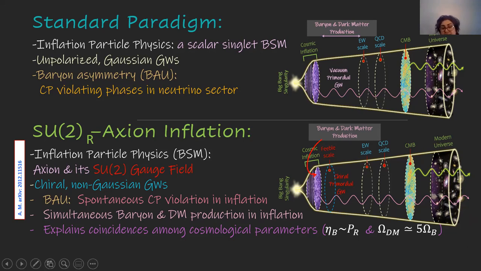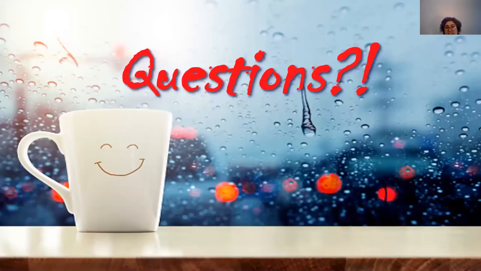And the other thing is that Omega dark matter and Omega baryons happen to be very close. And if they are given by different physics, it's really hard to explain these coincidences. In the end, it might just be an accident, but it's just too good and suspicious. So what's beautiful about this SU(2)_R axion inflation is that it can naturally explain these cosmological coincidences as well. Okay, thank you. Questions?